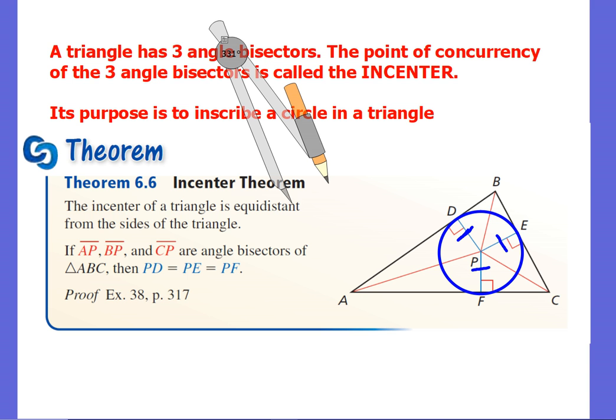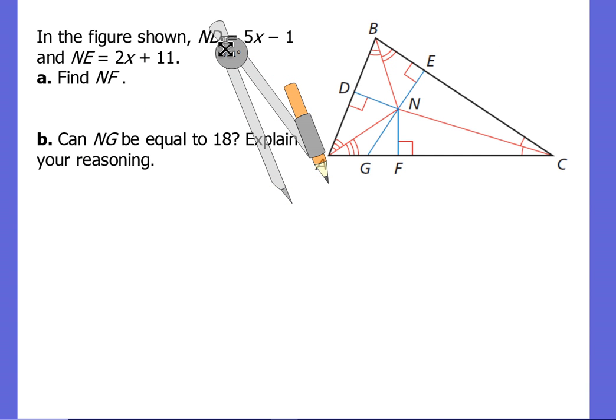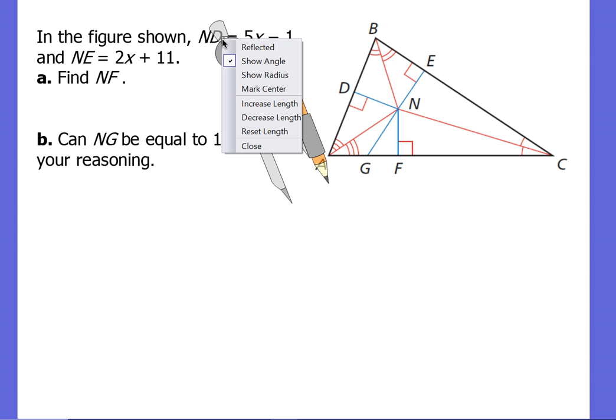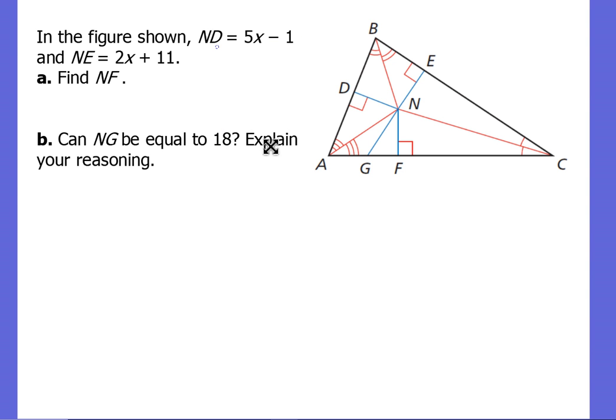So let's see how we can use this incenter and its characteristics in some applications. First and foremost, in this diagram, we are dealing with some algebraic expressions. We see that ND is 5x minus 1 and NE is 2x plus 1, and it wants us to find out what NF is. Let's think about this. We know that these three are congruent to each other. They are equidistant. How do I know it's the distance?